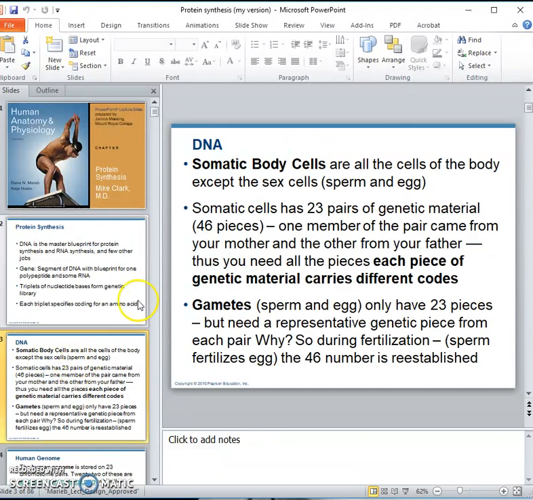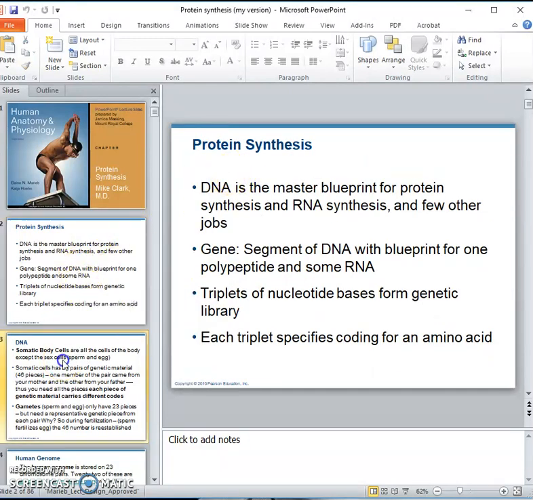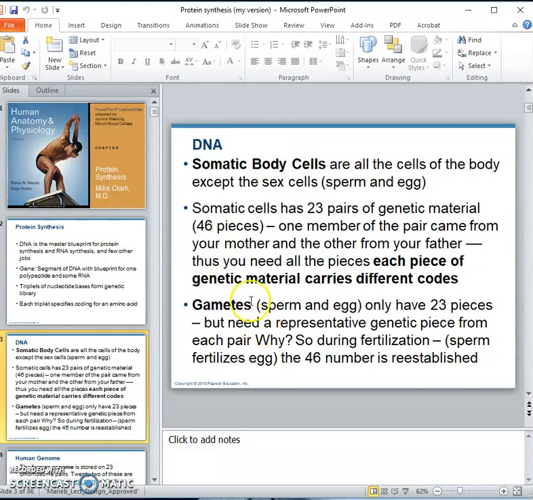Okay, let's go further. We divided the cells in our body into somatic cells. We said we had around 210 different cell types. About 100 trillion cells, but about 210 different cell types. And we had divided the cells into 2 types, somatic cells and gametes. Somatic cells were all the cells of the body except the sperm and egg. The somatic cells had 23 pairs of genetic material, 46 pieces. The gametes only had half of that, because when sperm met egg, fertilization would occur to restore the 46. Okay?